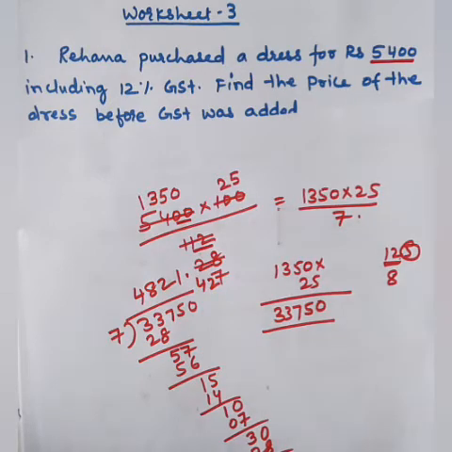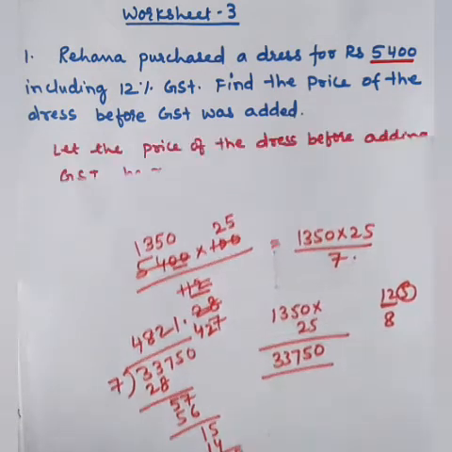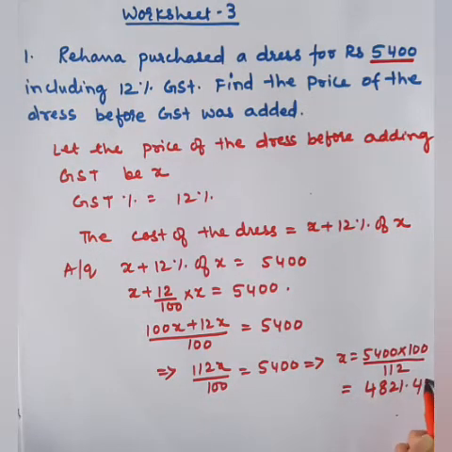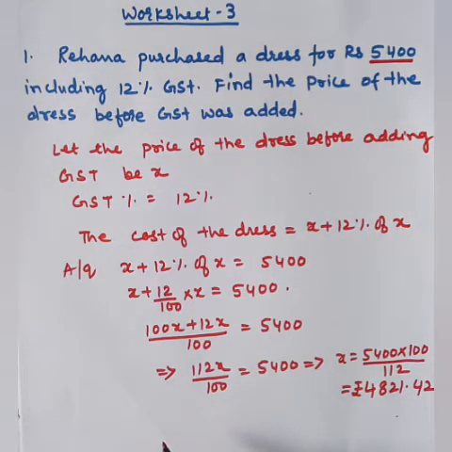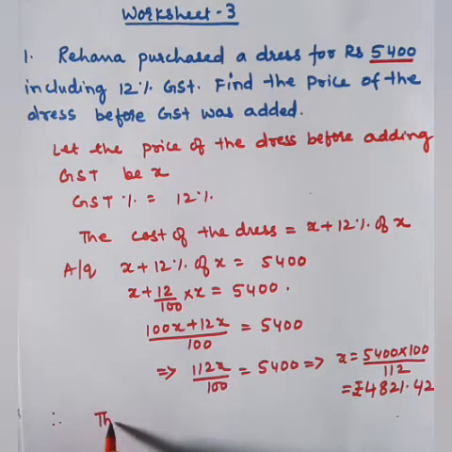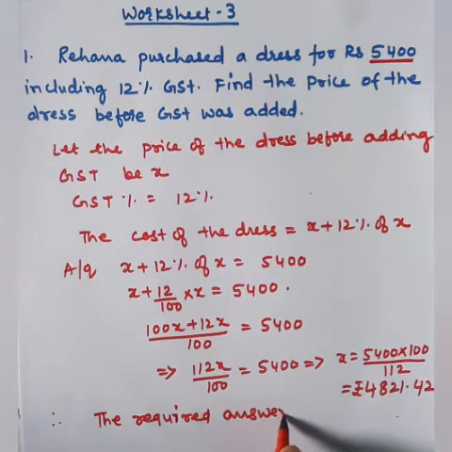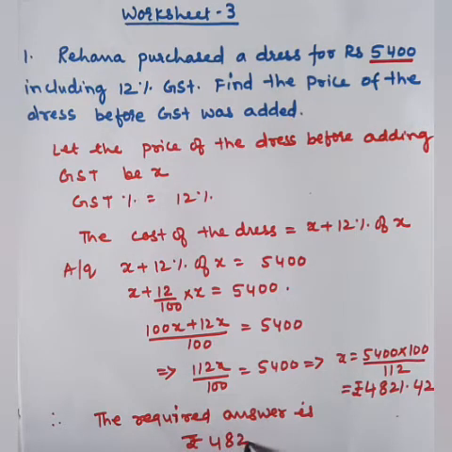So I am leaving it. We are having 4821.42. So your answer is 4821.42. So before GST was added, the cost of the dress was rupees 4821.42. So the required answer is rupees 4821.42.